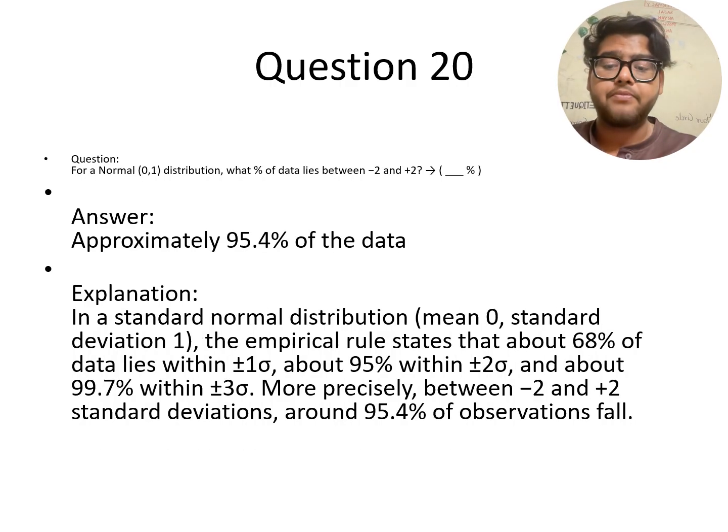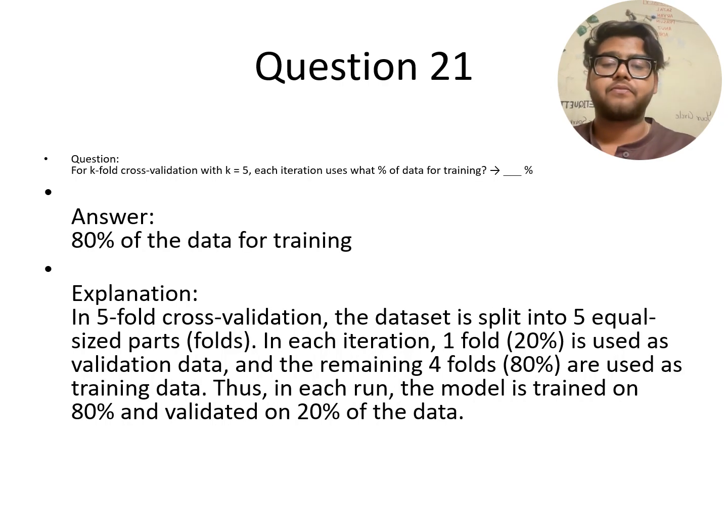Question number 20. For a normal distribution, what percent of data lies between -2 and +2 sigma? The answer will be approximately 95.4% of the data. In a standard normal distribution, the empirical rule states that 68% of data lies within ±1 sigma, about 95% within ±2 sigma, and about 99.7% within ±3 sigma.